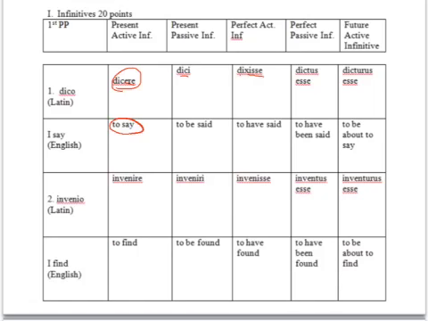Now the second verb on this form is invenio, and so that's fourth, so it's invenire, would be the second principal part, to find. And since it's fourth, you only drop one letter away.